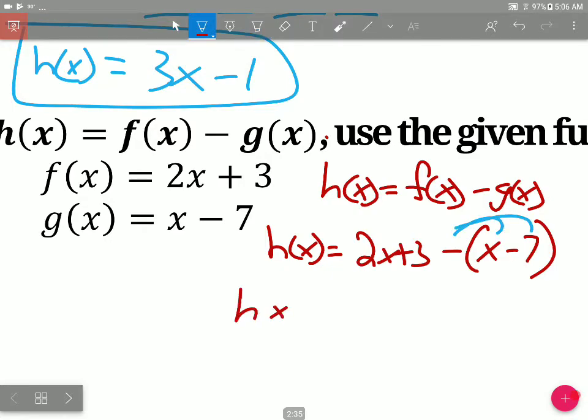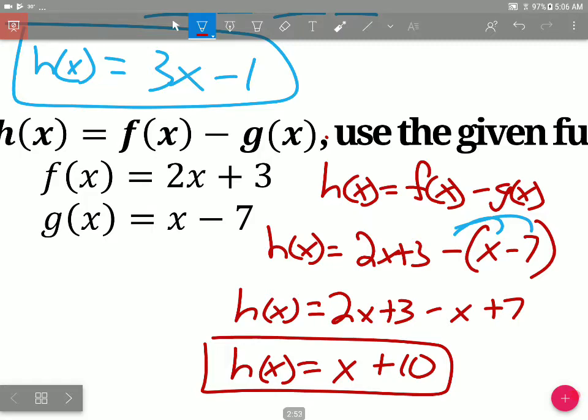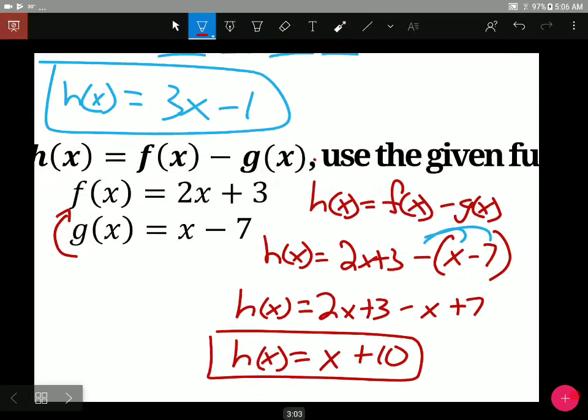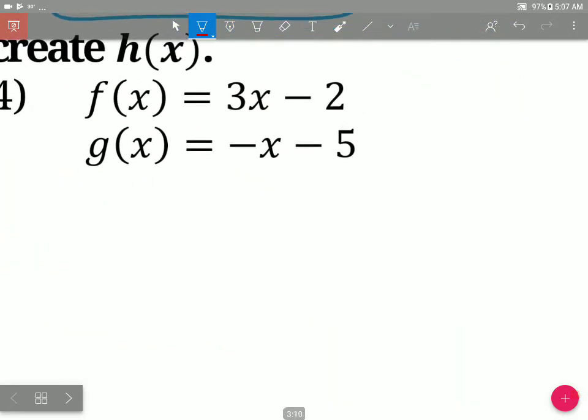So h of x equals 2x plus 3 minus x plus 7. So it ends up h of x equals x plus 10. That would be the new function if I subtracted g from f. Cool. That's all it is. It's the same as 1 and 2, except, hey, we got to distribute a negative now. Alright, I would try 4 and 5 on your own if I were you, and then come back and check your work. But, alas, same idea.